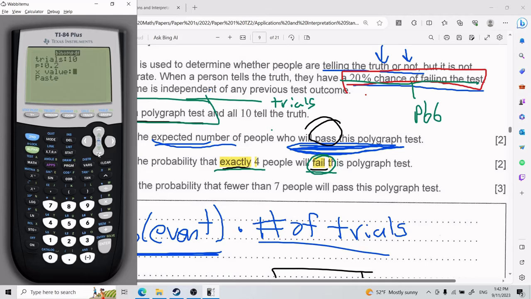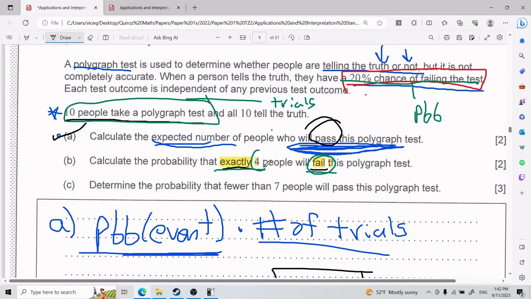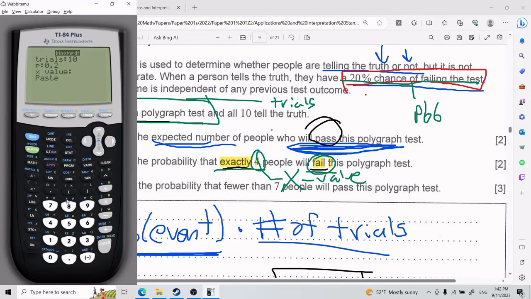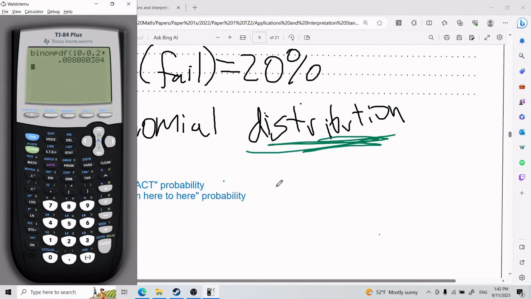0.2. And my x value, and this is where a lot of people ask, what is my x value? Your x value is when it says exactly 4 people. 4 people will be your x value. So your x value is the exact amount of people that they're asking for. I'm going to put 4 here and press paste. Boom, it gives me that number.